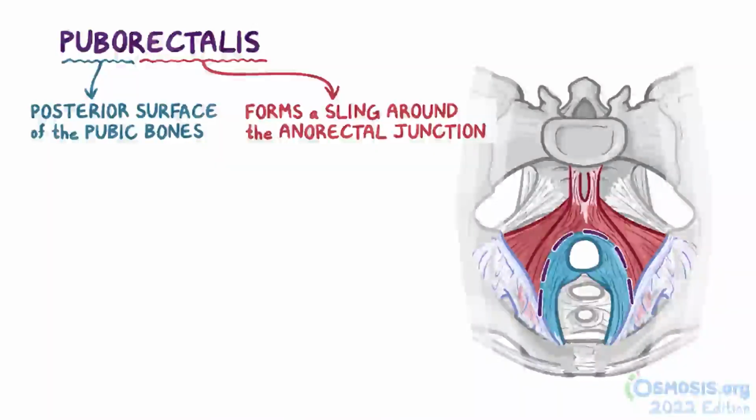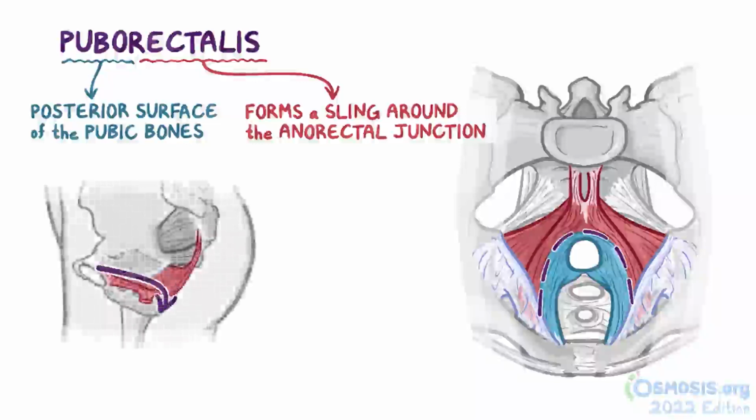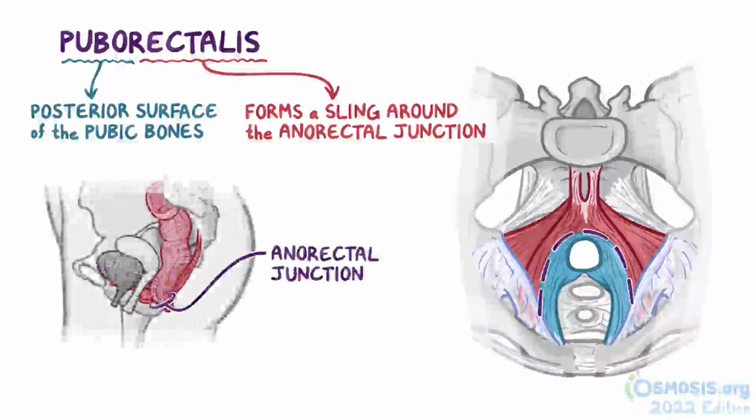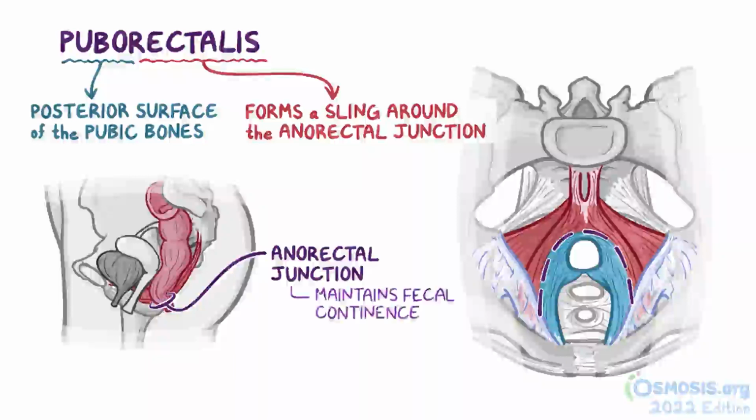The bowl of the U forms a puborectal sling around the junction between the rectum and the anus, called the ano-rectal junction or flexure. So, when all is said and done, the puborectalis plays a major role in maintaining fecal continence.